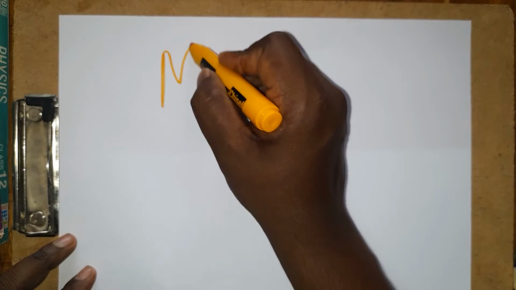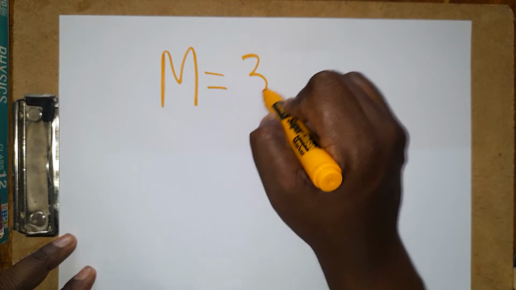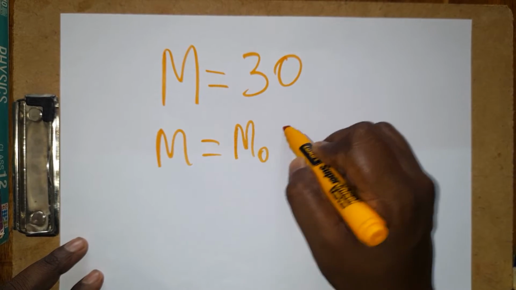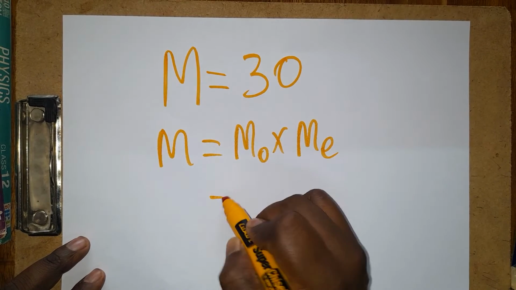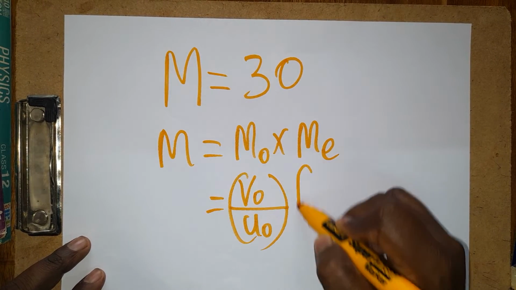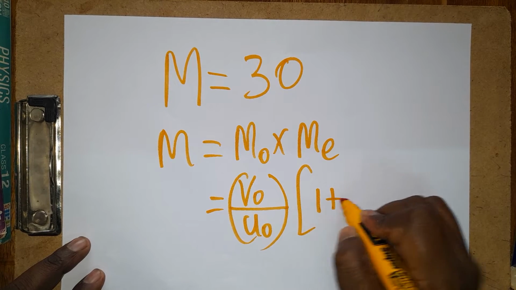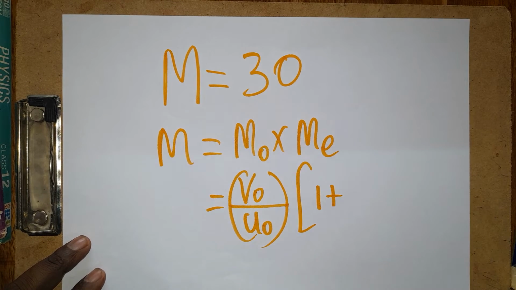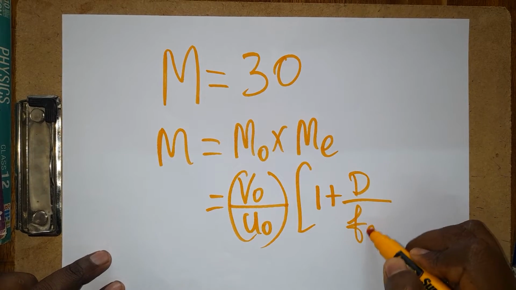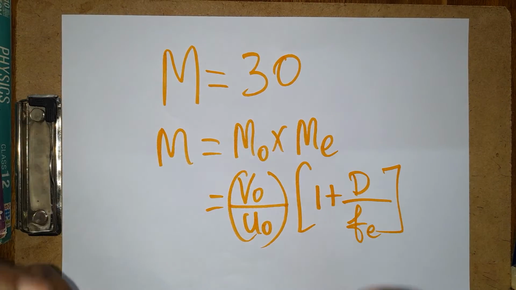The total magnification of the lens is given as 30. Total magnification is equal to the magnification of the objective lens times the magnification of the eye lens. That is VO divided by UO. The second one works as a simple microscope: 1 plus D by FE, where D is the least distance, divided by FE. This is the formula for the compound microscope.